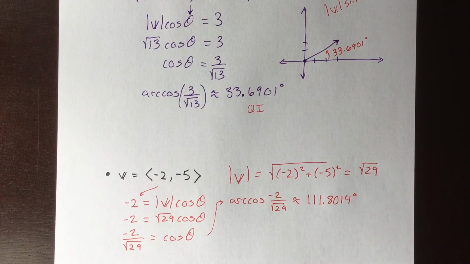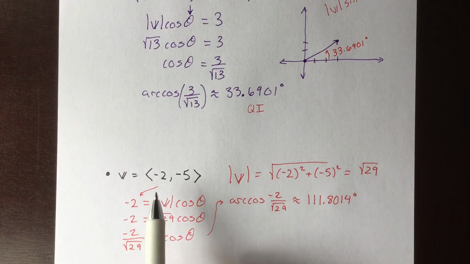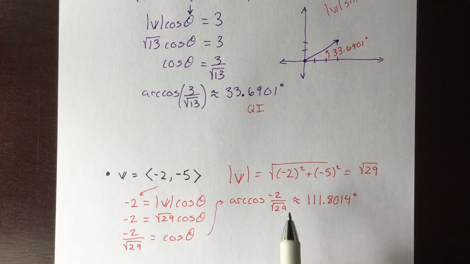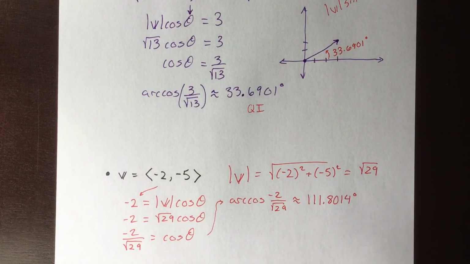Okay, so how'd you do? Magnitude, rather simple, should be square root of 29. Choosing to use the horizontal component, we worked it out and saw our cosine of theta equals -2 over root 29, so theta equals 111.8014 degrees. Now, I chose to not continue here. Maybe you figured out there's more to this problem. But we need to talk about what quadrant our vector is in.